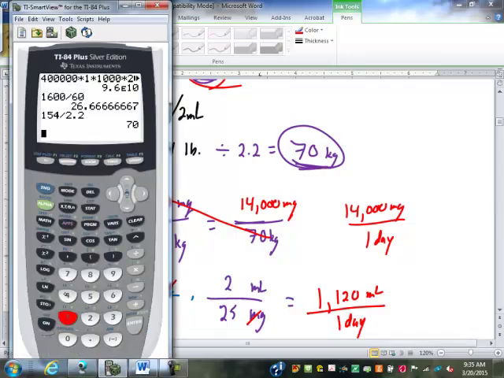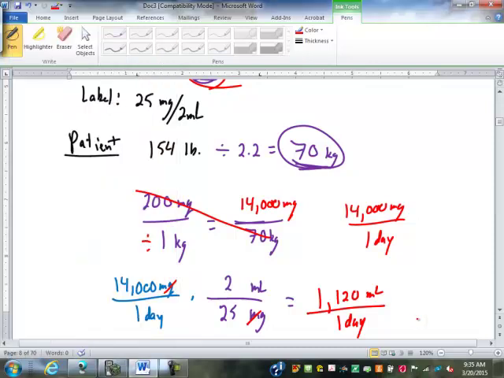Let me do it. 14,000 times 2 divided by 25. Yes, it is 1120. I skipped a step. You can multiply that out to get 28,000 milliliters per 25 days and then divide by the 25. I just kind of did that all at once right there. Everybody see where the 1120 comes from? Any questions on that? Okay.